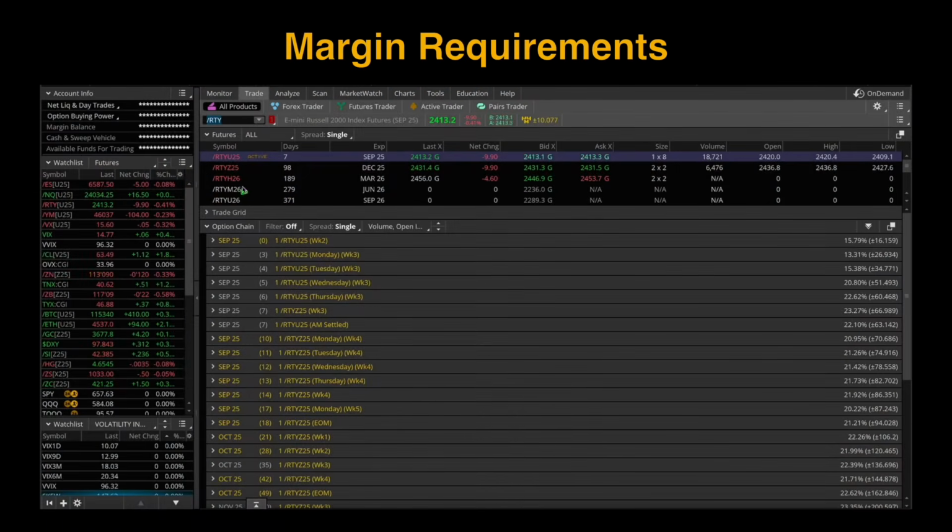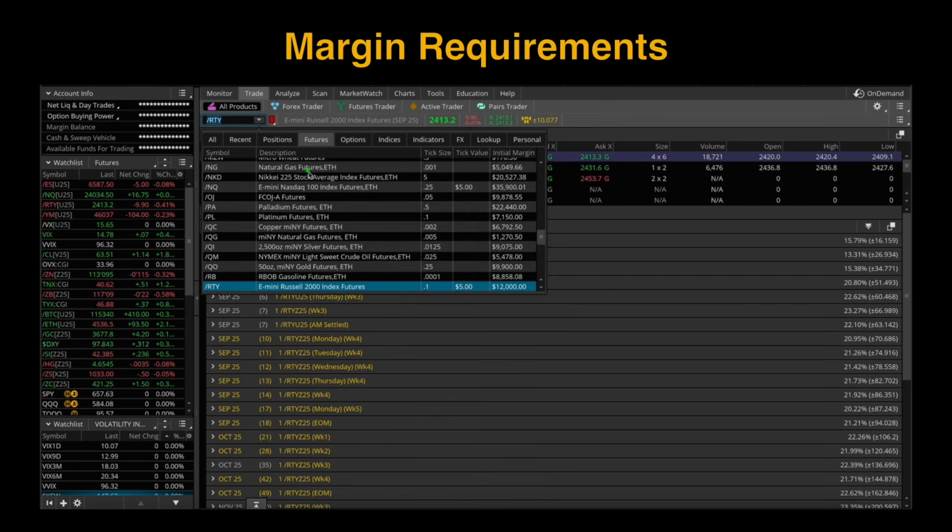So let's take a look at what the current margin requirements are in order to trade 1 contract of /RTY. I have the trade tab selected and I've highlighted the futures area in the software. And we can see here that the initial margin requirement to enter into a position in RTY is $12,000.